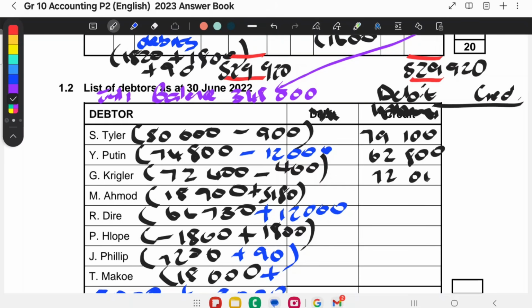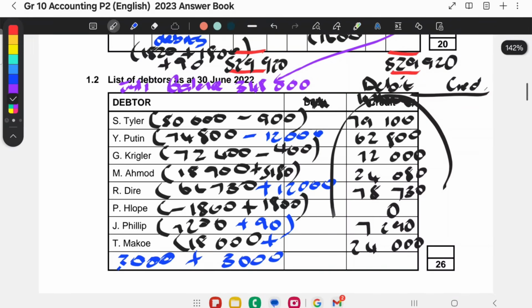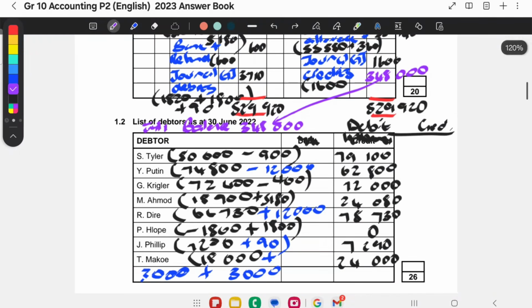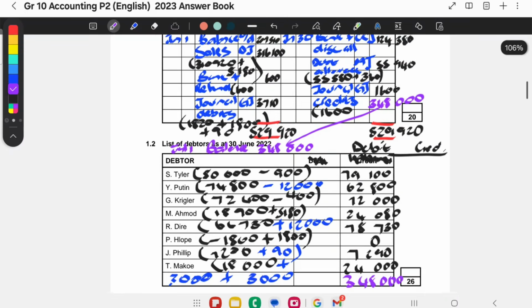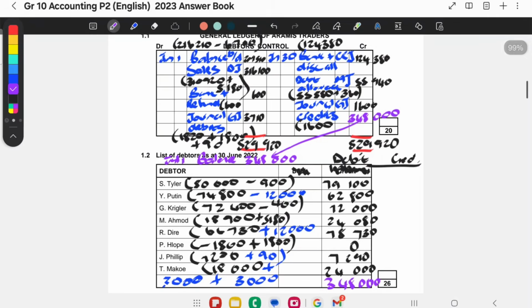This one stays debit, 72,000. 24,080 stays debit, 78,730. This one gave us now 0, okay? Then we have 7,290 positive, it stays debit, 24,000 stays debit. And then you add up all these amounts. So you add them all up. And if you add them all up, you will also get 348,000. And there it balanced. And there you did the debtors control account and the list.